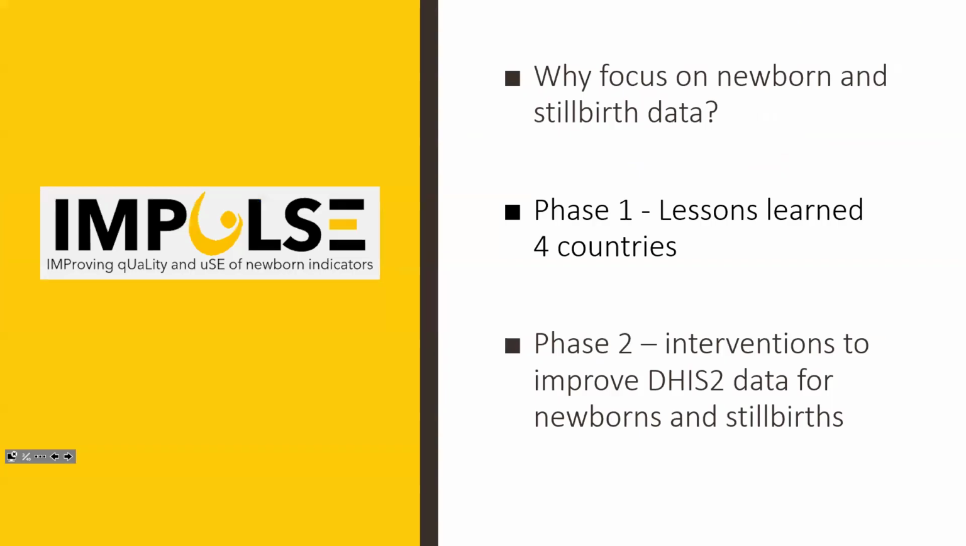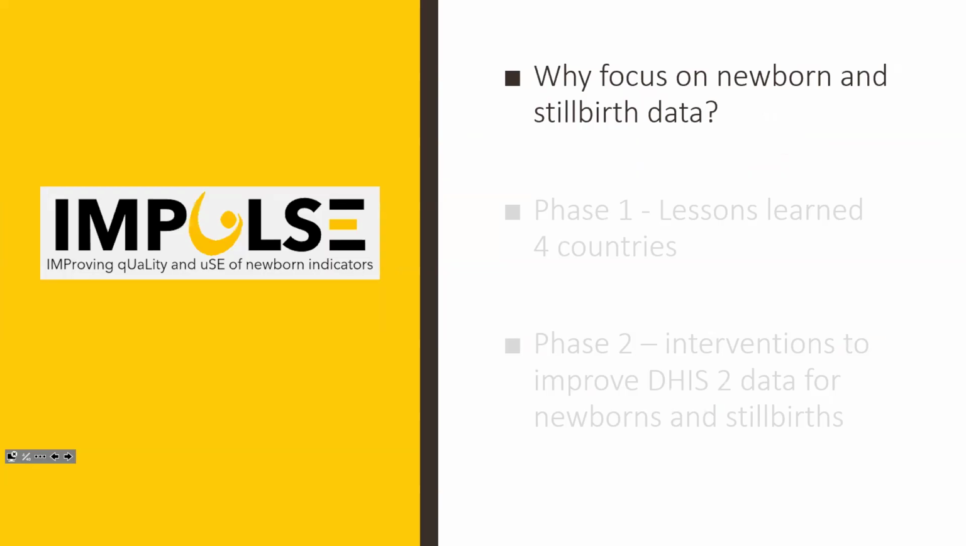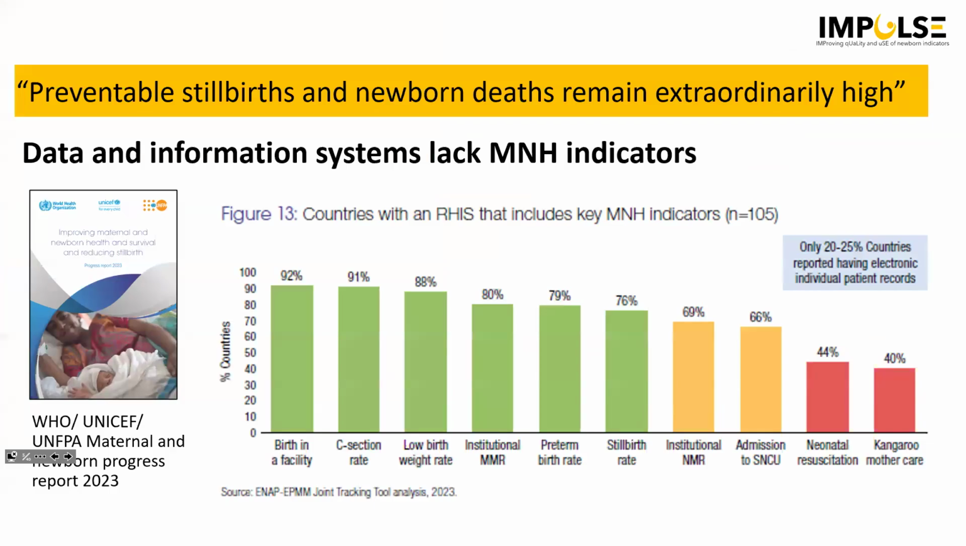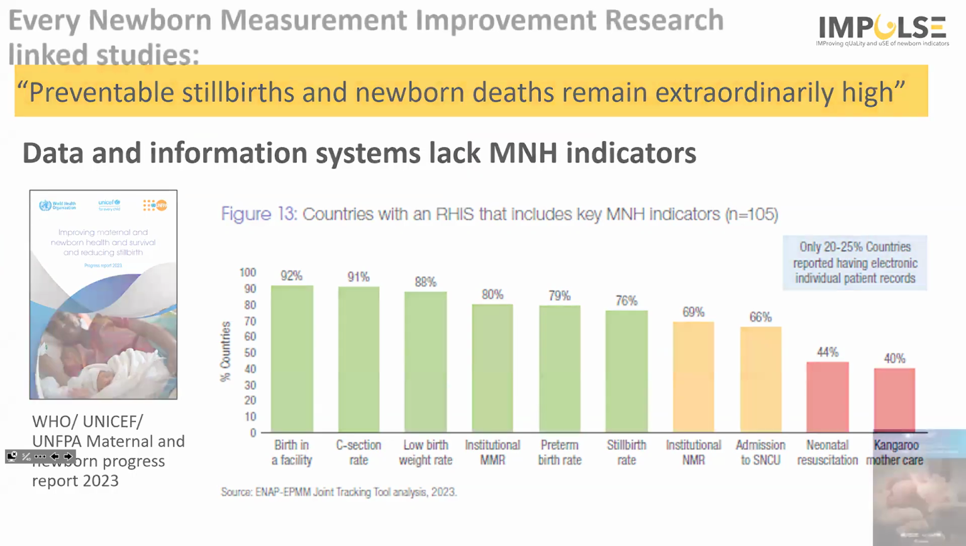This study is focused on 3 areas, and the first one is on newborns. The reason it is first is that preventable stillbirth and newborn death still remain very high, and newborns are the next citizens, very vulnerable. The recent report from the WHO in 2023 showed the range of availability of key maternal and newborn health indicators in routine health information systems among 105 countries. This is one of the reasons that IMPAS is focusing on ensuring the quality and use of newborn indicators.